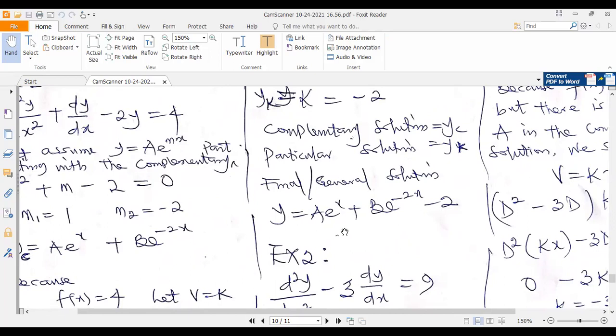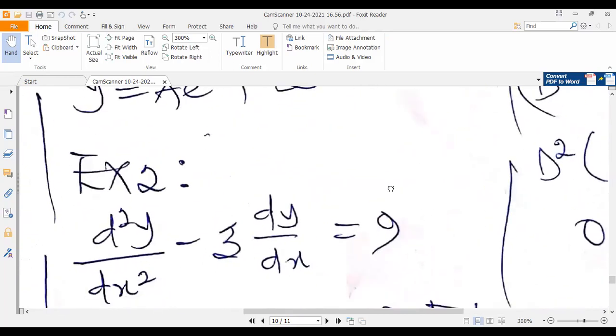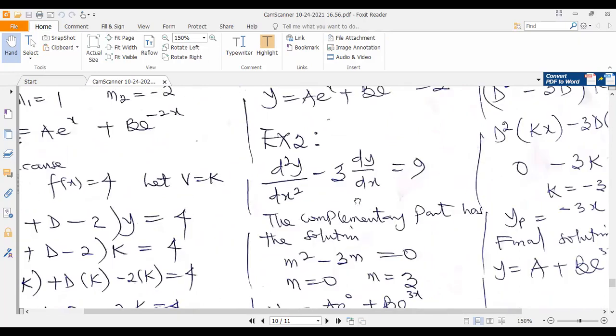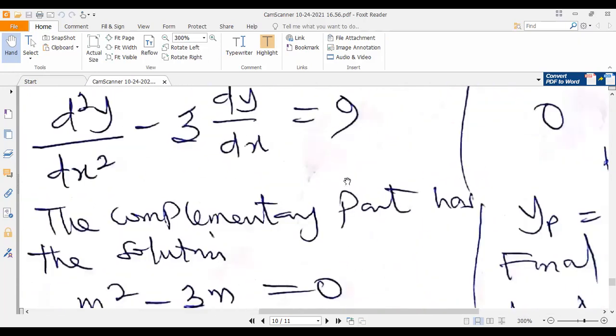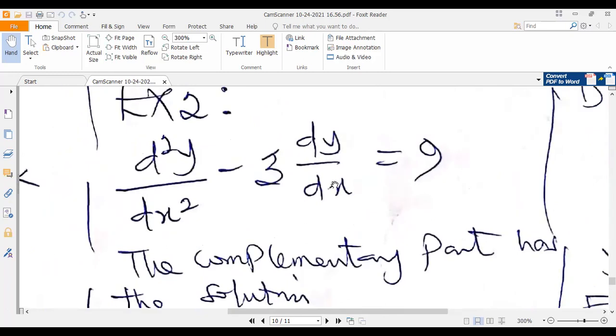Let's solve another example now. Look at the problem we want to solve now. Okay, can we all see it clearly now?